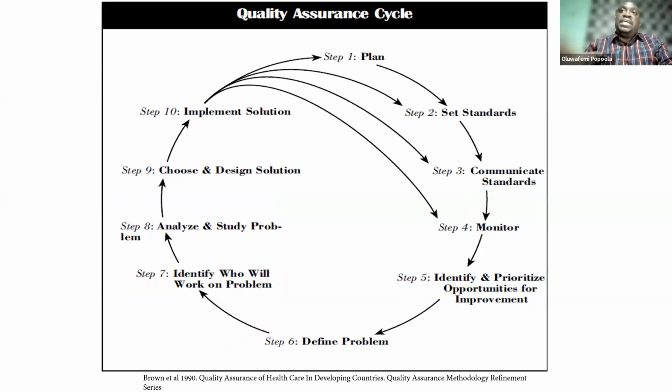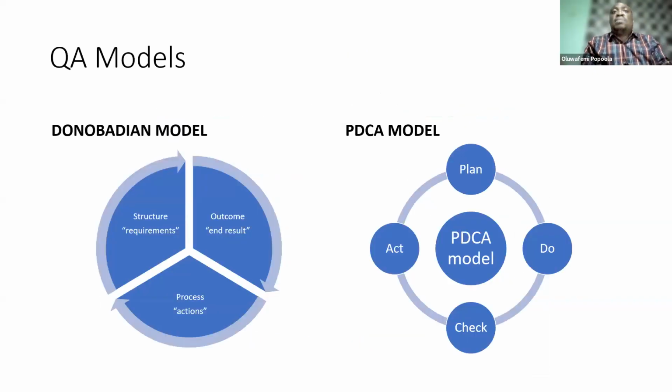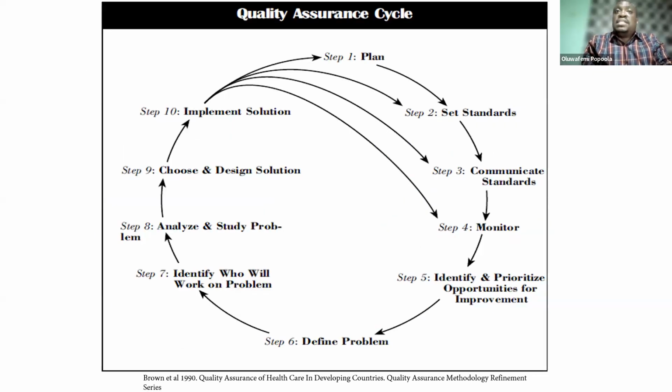This is a big description of the quality assurance cycle. I'm not going to speak to it, I just wanted to put it up. It's a bit more detail on the plan, do, check, act model. So it goes from planning to setting standards, communicating standards, monitoring those standards, identifying and prioritizing opportunities for improvements.